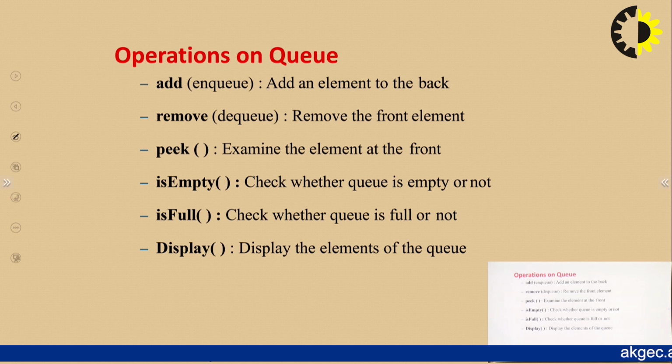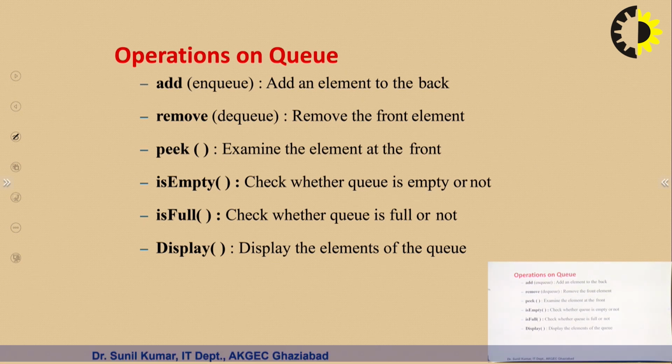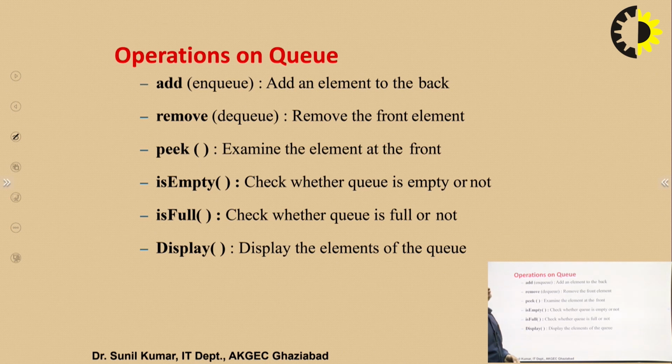Another operation is called peek. This operation is used to examine the element at the front. Always it will display the value that is at the front. Another operation is empty. Suppose the queue is empty and we have to find out whether it is empty or not. With the help of this operation, we can find out whether the queue is empty or not. That means there is no element in the given queue at that time.